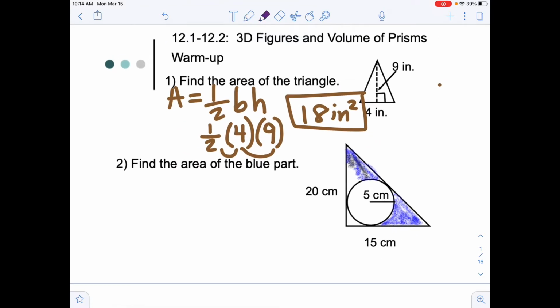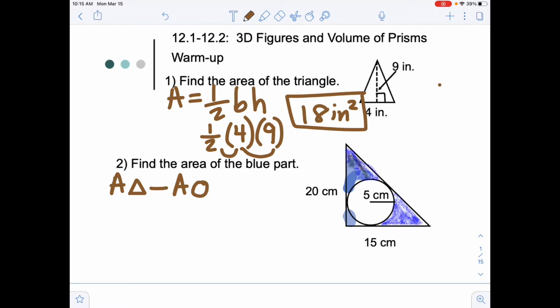Number 2 says find the area of the blue part. So all of this. So what I'm going to do first is I'm going to find the area of the triangle, and then I'm going to subtract the area of the circle, and that's going to give me just that shaded region.